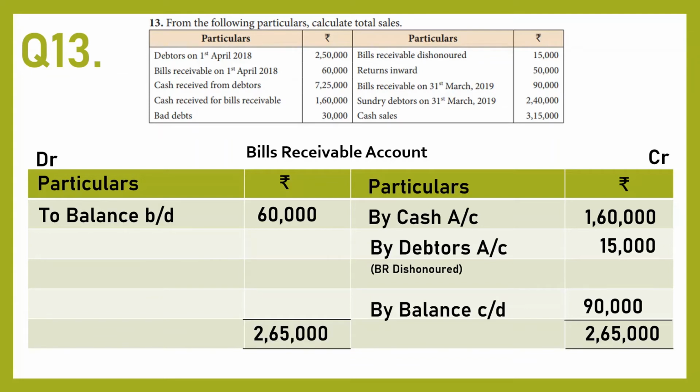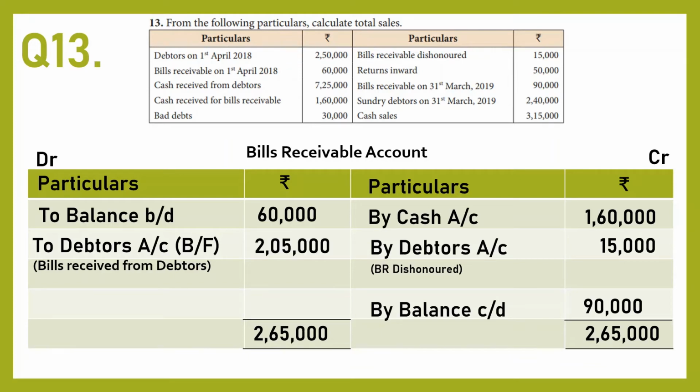I'm extending it to my left side of the account. And then what will be the balancing figure here? This is a bills received from debtors, which is 2,05,000. Okay. So what you need to keep in mind is wherever you are using the debtors account, all this will get reflected in the debtors account, which you are going to prepare subsequently. So there are two items from here which will get reflected. So you see this 2,05,000 and you see this 15,000. Both of this ensure that you are going to put it in the debtors account.